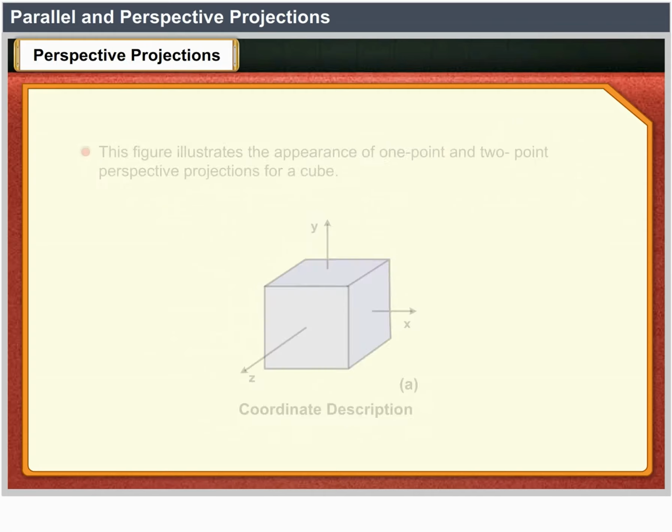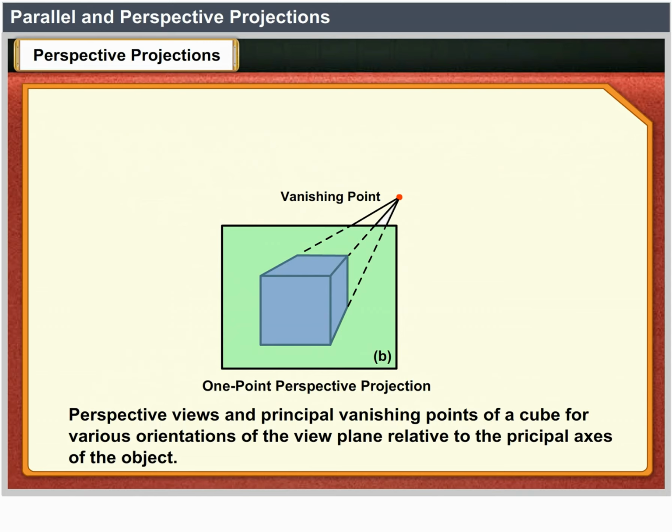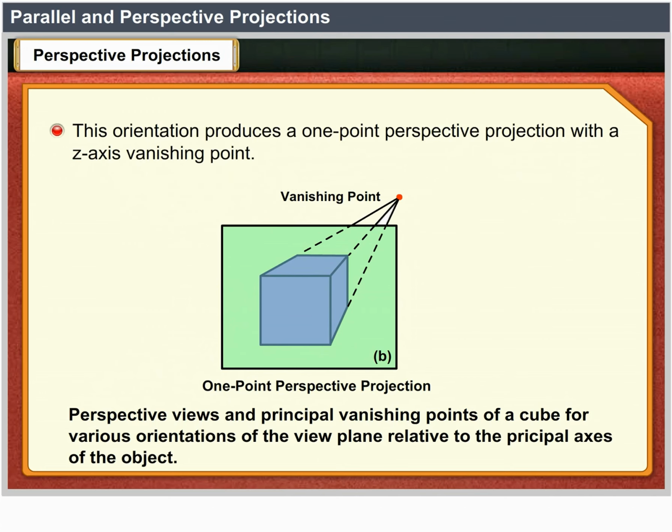In this figure, the view plane is aligned parallel to the XY object plane so that only the object Z-axis is intersected. This figure shows the perspective views and principal vanishing points of a cube for various orientations of the view plane relative to the principal axes of the object. This orientation produces a 1-point perspective projection with a Z-axis vanishing point.